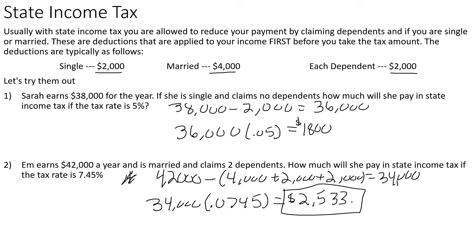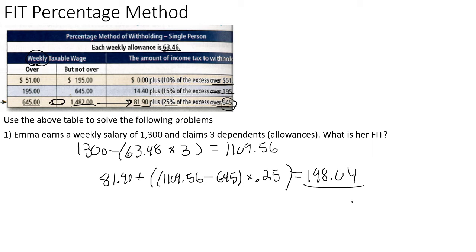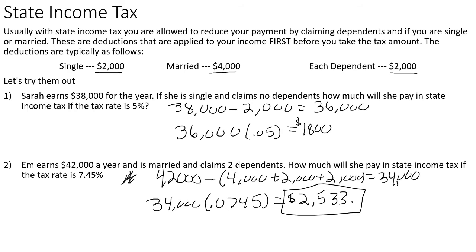So again, it's really not any different than federal. It's just that you have to take out different amounts. Federal had its own deductions right there. Again, that was the weekly tax deduction. State has its own deductions based on your marriage status and your child status. Remember, a dependent is usually taken out because you're taking care of a child or an elderly family member, but not necessarily. You can technically take it out for almost anything.